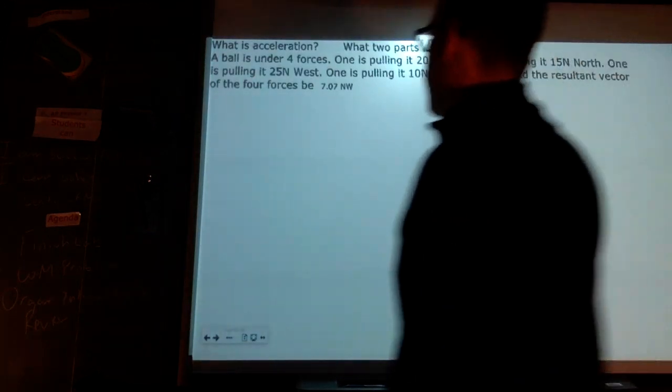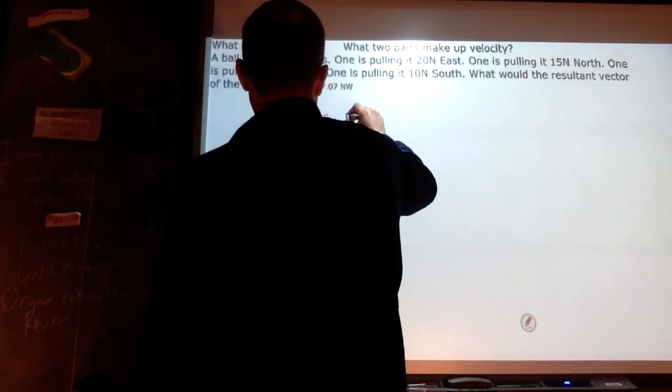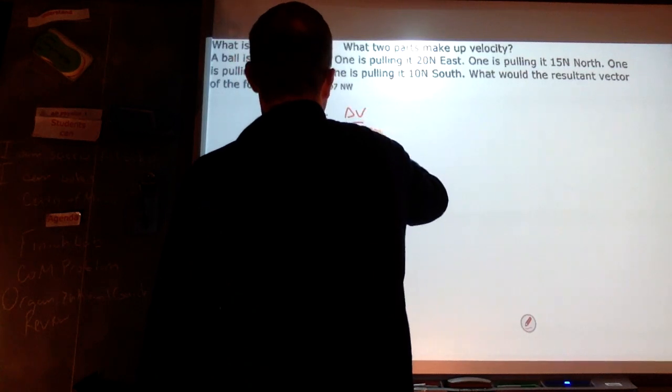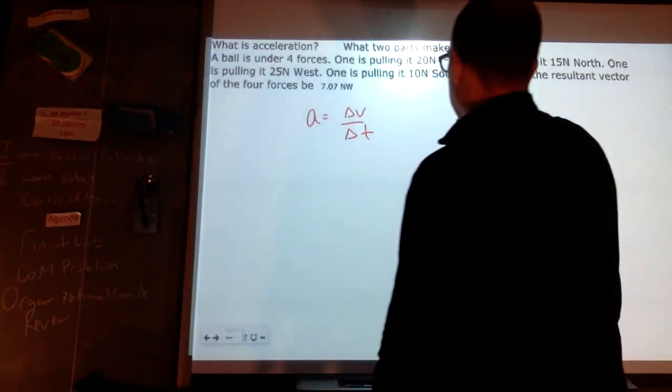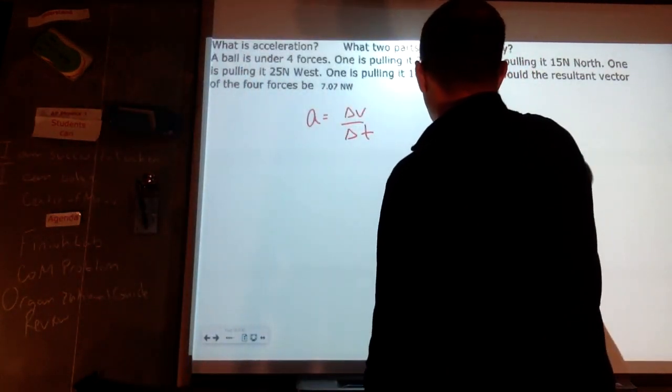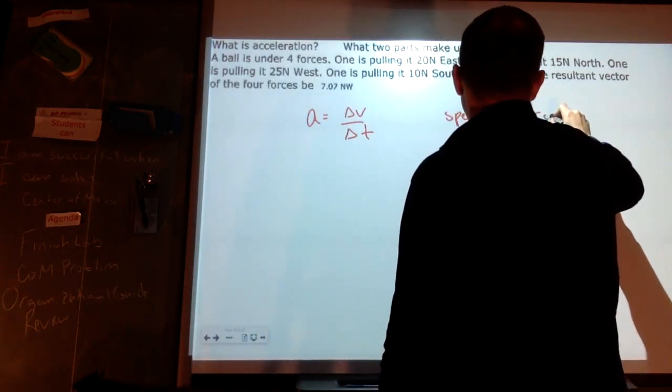What is acceleration? Acceleration is the change in velocity over time. What 2 parts make up velocity? Speed and direction.